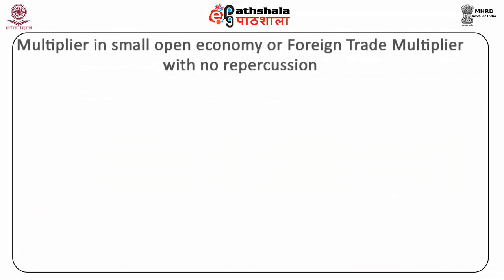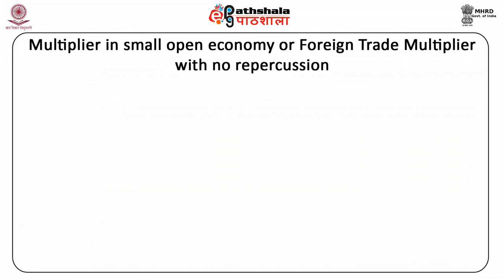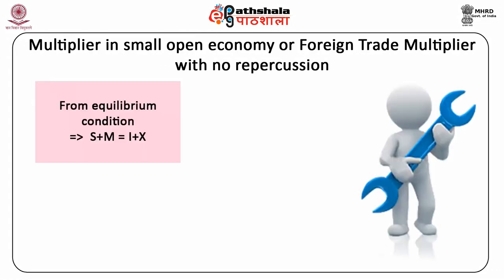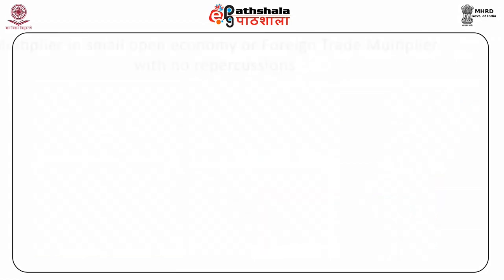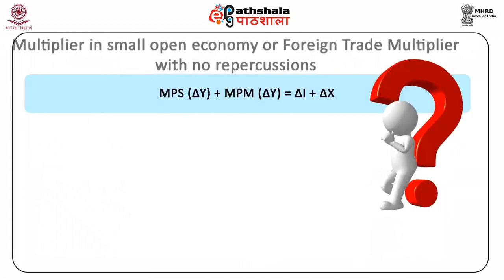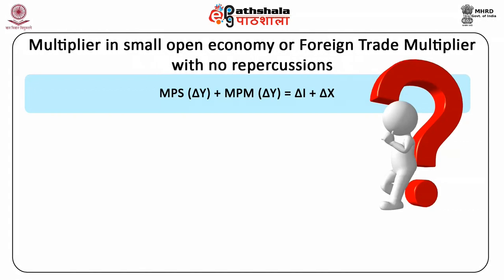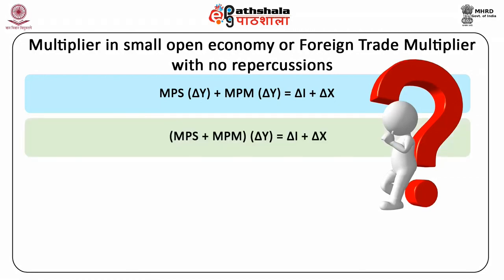Coming on to multiplier in small open economy, or foreign trade multiplier with no repercussions. From the equilibrium condition, we know S plus M is equal to I plus X. Hence, the following will be true. Delta S plus delta M is equal to delta I plus delta X. We know delta S is equal to MPS into delta Y and delta M is equal to MPM into delta Y. Substituting in the equation, we get MPS into delta Y plus MPM into delta Y is equal to delta I plus delta X. MPS plus MPM into delta Y is equal to delta I plus delta X.